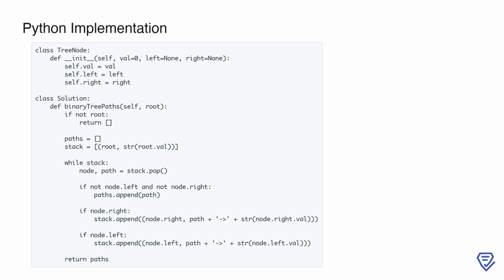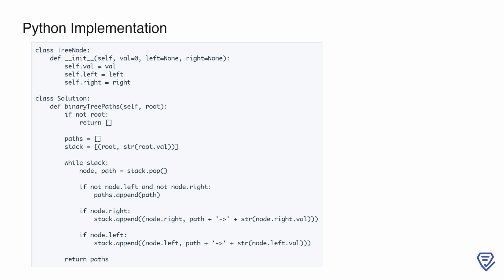We initialize an empty list, paths, to store all root-to-leaf paths, and a stack initialized with a tuple of the root node and its value as a string. The stack enables us to traverse the tree iteratively. The core logic lies in the while loop, which runs as long as there are nodes in the stack. Each iteration pops a node and its associated path string.